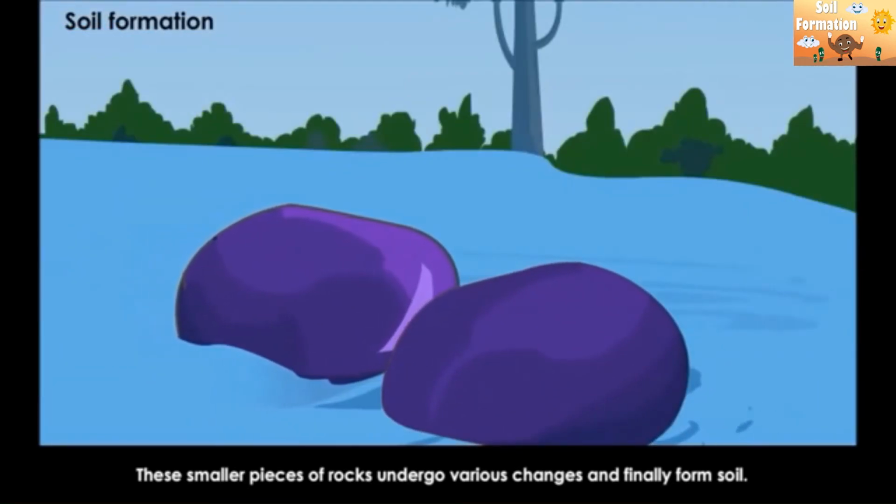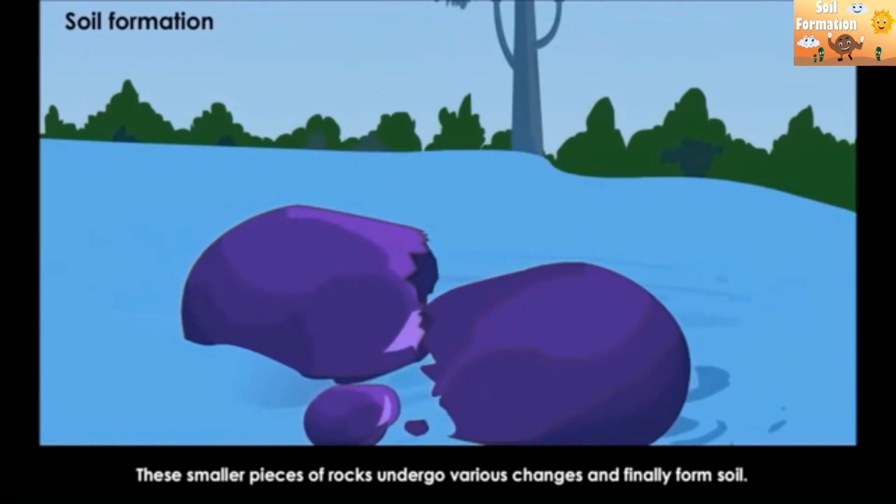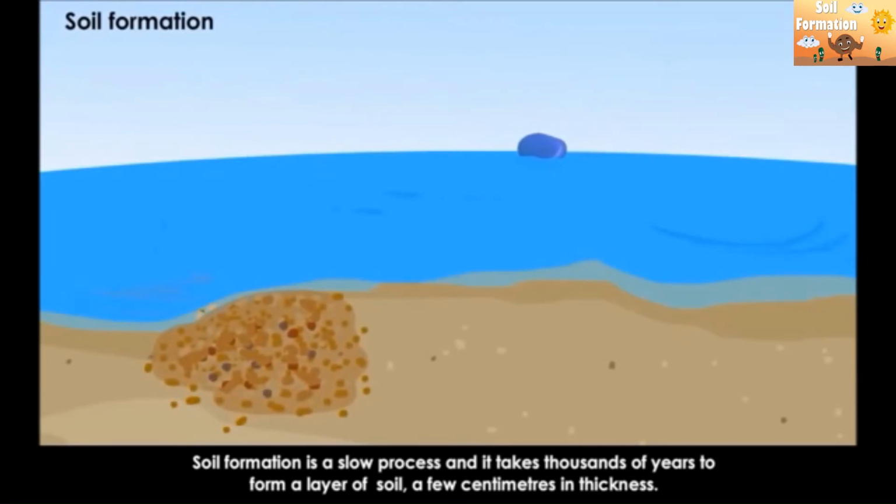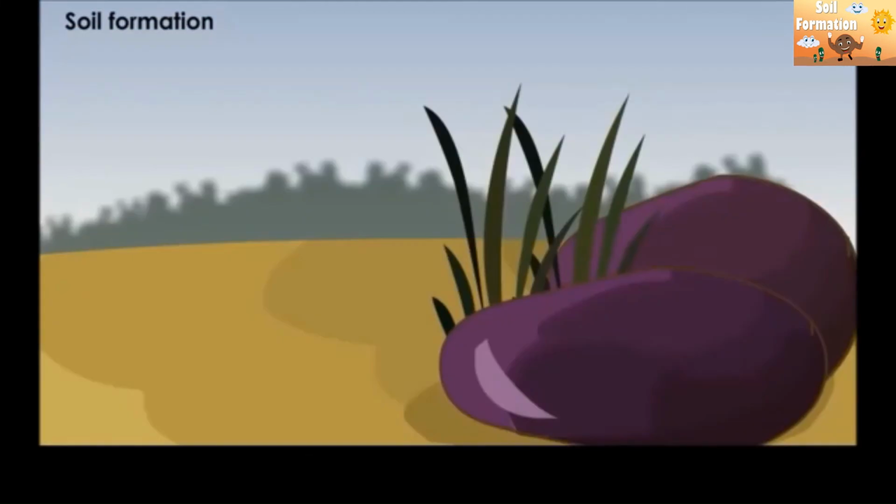Now, this soil formation doesn't happen within a few days or years. It takes thousands of years and it is a very slow process. Only a few centimeters of soil are formed over thousands of years. So you can imagine how long it must have taken for so much of the soil and sand which is there right now on our planet to have been formed.